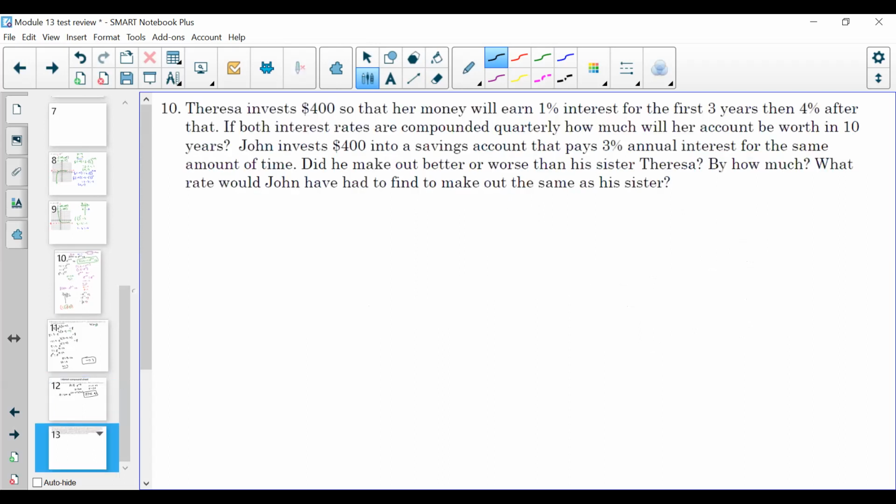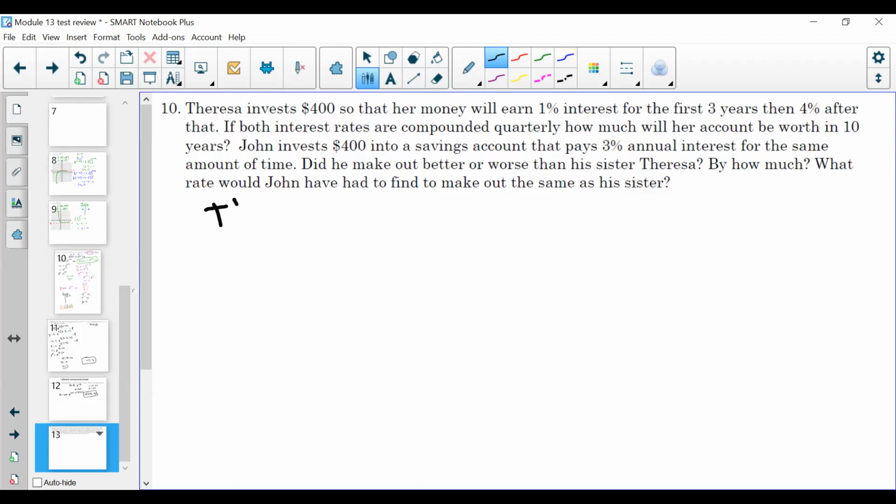The next one I want to do is number 10 on the sheet, because this one was a little weirder. Teresa had 2 different interest rates for two different time amounts, so I wanted to show you how to solve this one. We're told she invests $400 so that her money will earn 1% interest for the first 3 years and then 4% after that. If both interest rates are compounded quarterly, how much will her account be worth in 10 years? And then we'll deal with John in a bit.